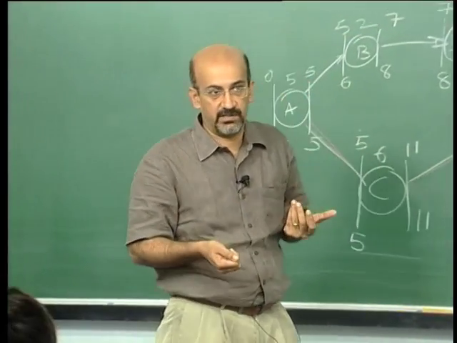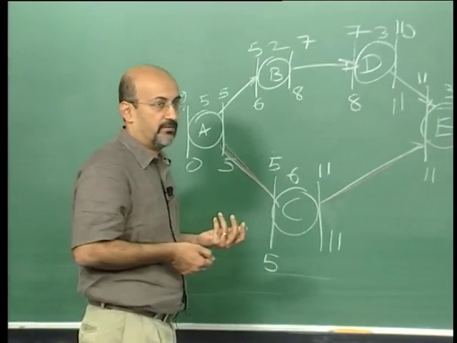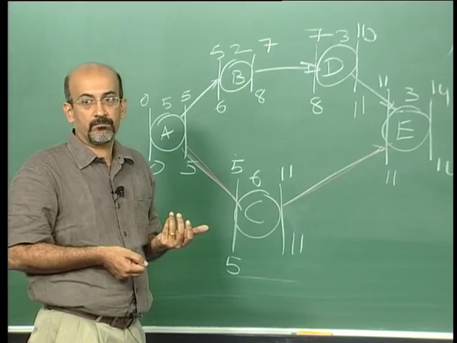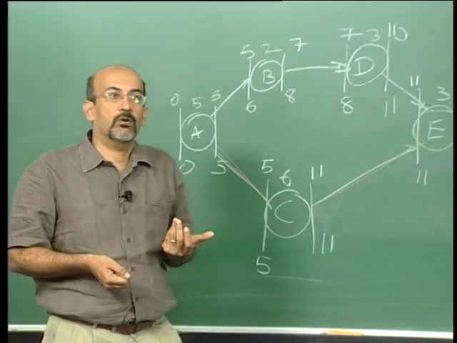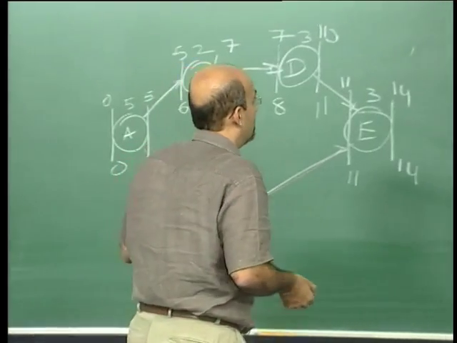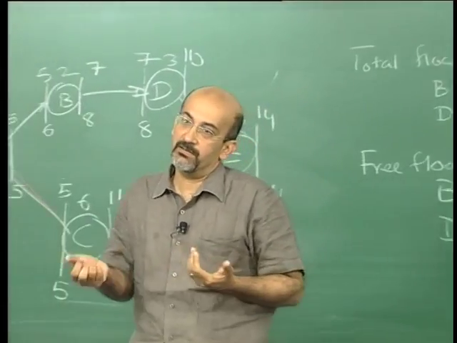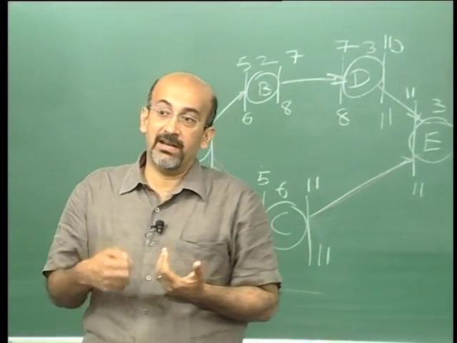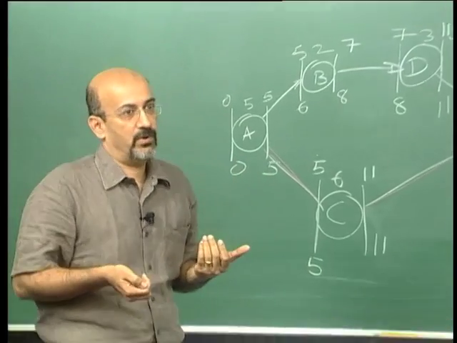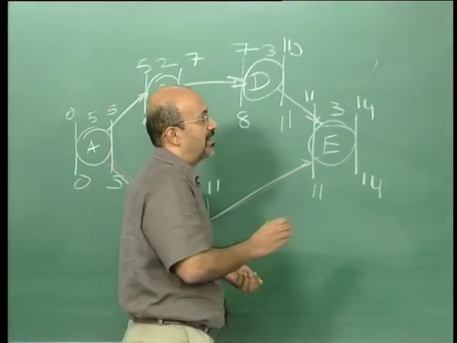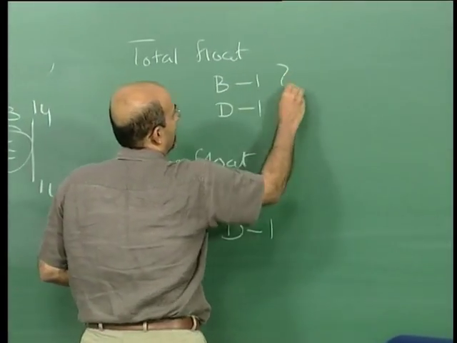Now how will I use the float information? Basically, if B has 1 day of float and D has 1 day, does that mean even if I change both, it is fine? Is it that B has 1 day and D has 1 day? No. That is a very important thing. With B and D, this total float is actually shared.